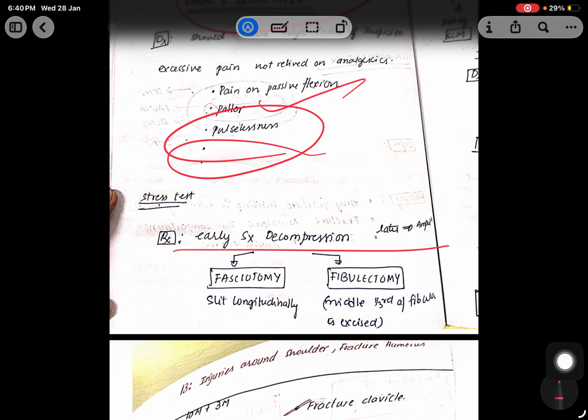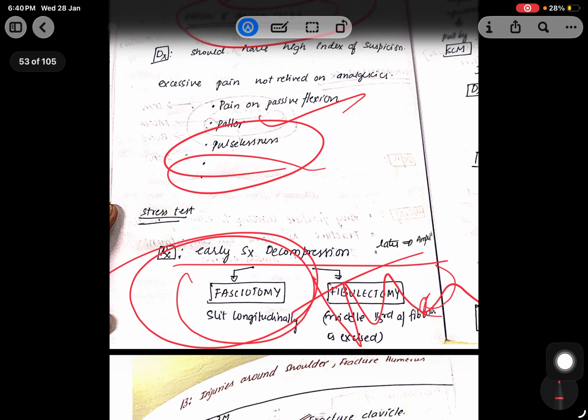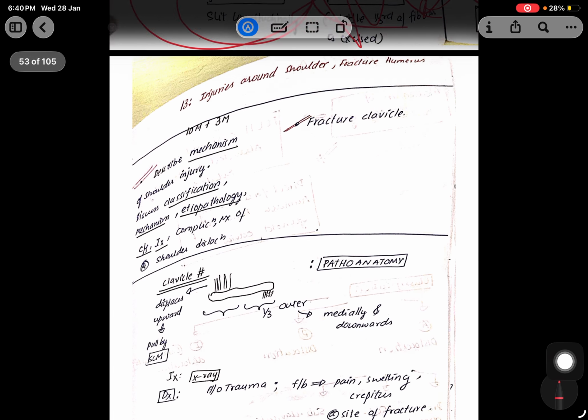What we do is fasciotomy. That's the major thing. Though if it happens, at the end stage you can go with the middle 1/3 of fibula, though not done, it's just mentioned in the book. So I mentioned in the later stage, if it's not viable, then you go with amputation.